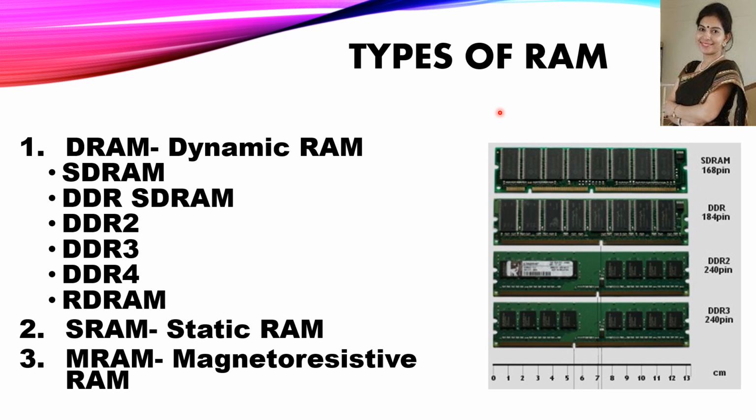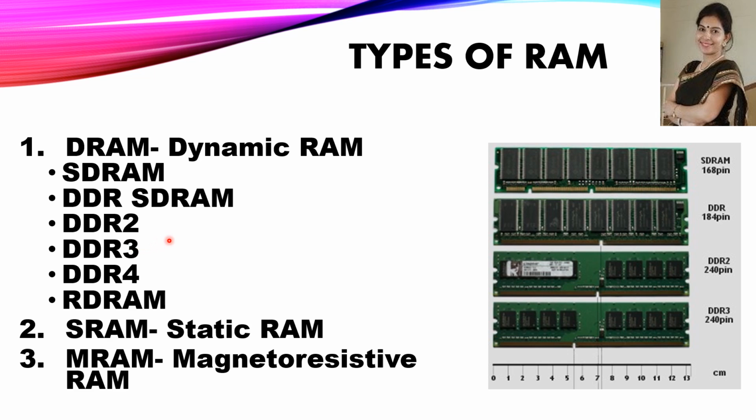So students, we have studied how the RAM works. Now let us study the different types of RAM. Basically RAM is of three types. The first is dynamic RAM, then static RAM, and third is magnetoresistive RAM. Dynamic RAM or DRAM is the least expensive type of RAM, and it is the most popular type of main memory used in computers, and it comes in different variants like SDRAM, DDR, DDR2, DDR3, DDR4, RDRAM. So these are the different variants.